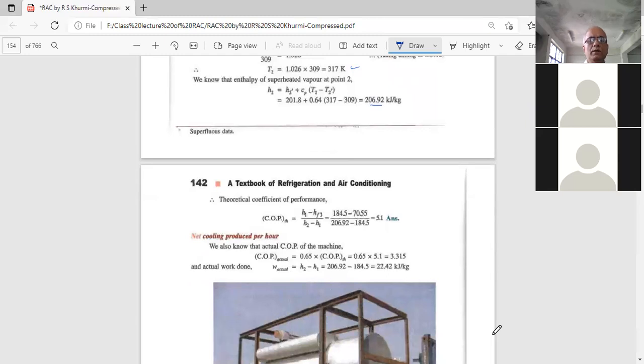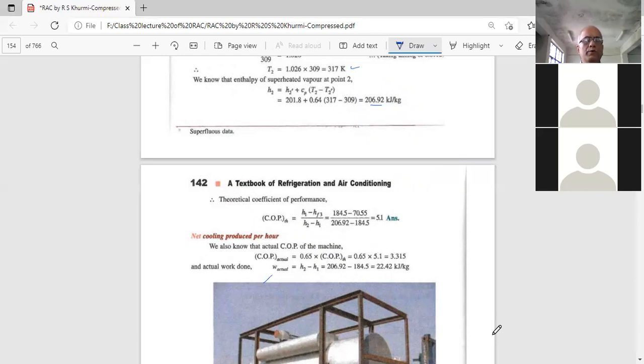So what we have got is the theoretical coefficient of performance. Theoretical coefficient of performance: we know H1 is the enthalpy at the outlet of the evaporator, minus the enthalpy at the inlet of the evaporator, divided by H2, the enthalpy at the outlet of the compressor, minus H1, the enthalpy at the inlet of the compressor itself. So if you put in the respective values, we'll get COP theoretical as 5.11.